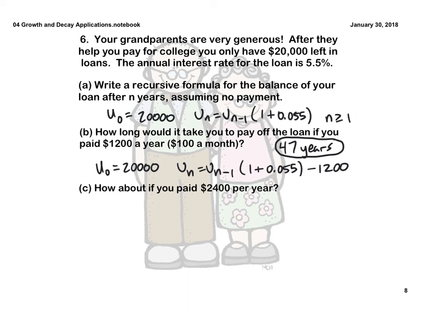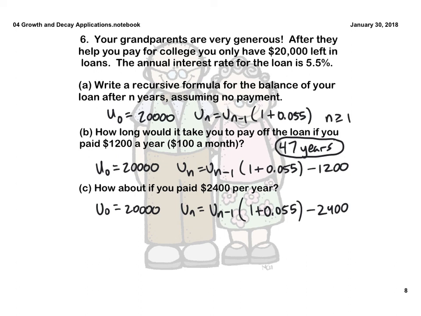Now, what if instead of paying $1,200 a year, you paid $2,400 a year? So you doubled your payment. And again, we'll talk a lot more about this because this is a powerful mathematical concept. But if you double your payment, go into your recursive formula in your calculator. Instead of subtracting $1,200, make sure you subtract $2,400. Now go back to your table, and what you'll find is kind of amazing, and we'll talk about it mathematically, but you will pay it off in less than half of the time.